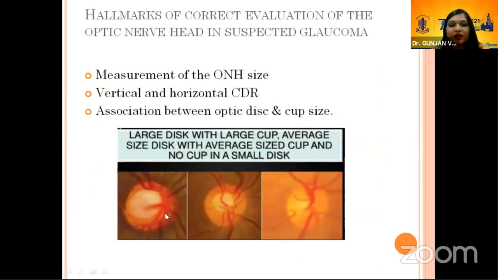Regarding the disc size, there are various sizes of disc. There is a large disc with a large cup, an average size disc with a normal cup, and there may be a small disc with no cupping. All these discs should be evaluated carefully, and we should be checking for vertical and horizontal CD ratio. Vertical is more important for a glaucoma patient.